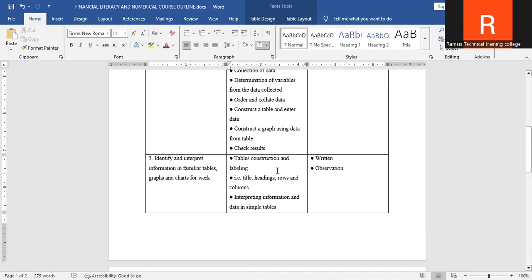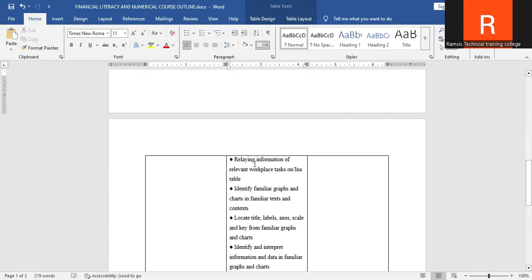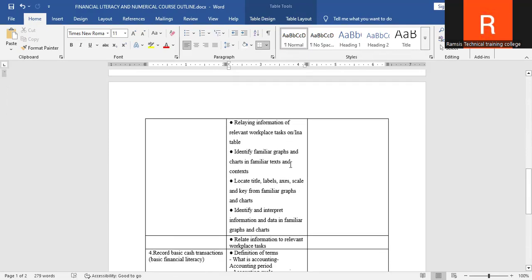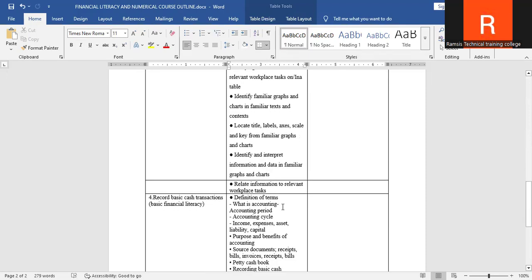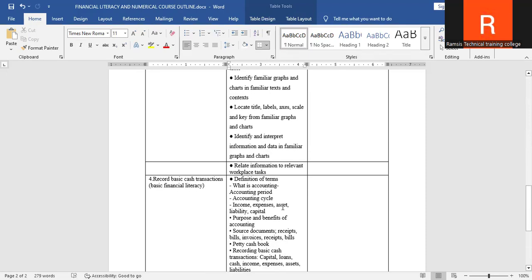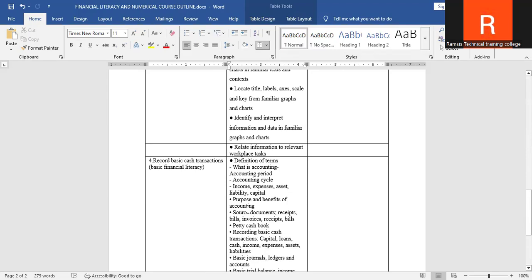So that means that it involves table construction, labeling, things like title, how do you put a title, heading, rows, and columns, interpret information and data in simple tables, relay information of relevant workplace tasks in a table, be able to identify familiar graphs, charts, text, context, things like locate title, the axes, the scale, how to interpret information data in familiar graphs and charts.